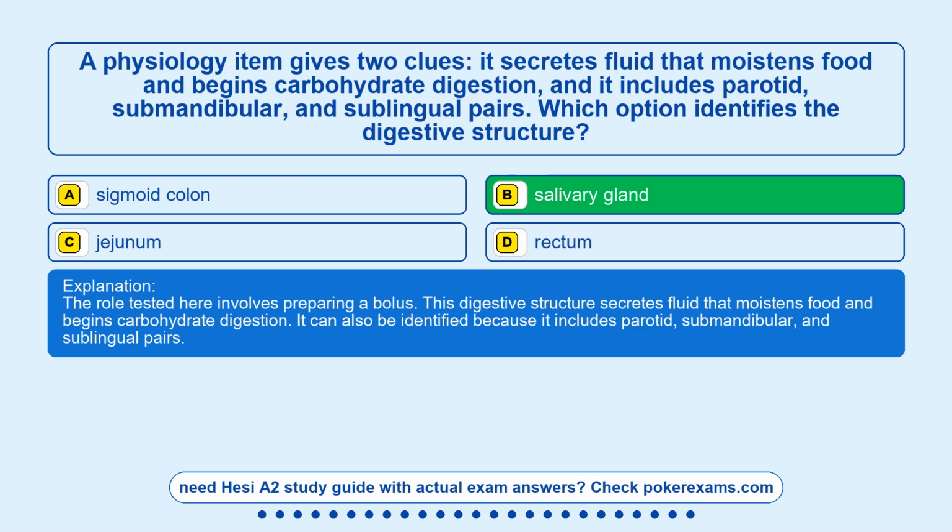The role tested here involves preparing a bolus. This digestive structure secretes fluid that moistens food and begins carbohydrate digestion. It can also be identified because it includes parotid, submandibular, and sublingual pairs.